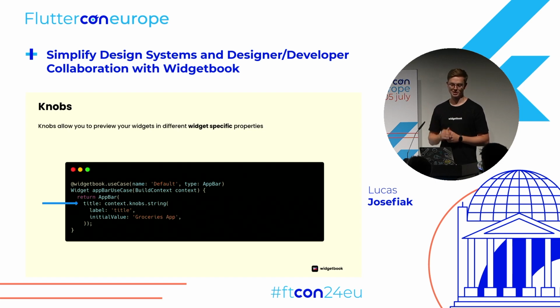Then we also have knobs, and knobs allow us to preview our widgets in different widget-specific properties. So in the case of the app bar, I hope you all still remember, there was the first use case that we cataloged.